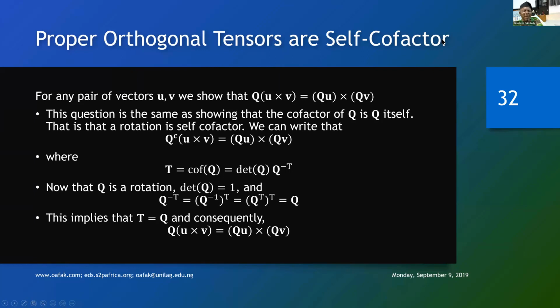What about improper orthogonal tensors? Orthogonal tensors that are not proper orthogonal. They are not self-cofactor. Their cofactor is their negative. So that is the thing. Proper orthogonal tensors are self-cofactor. You can't say the same thing of not proper orthogonal tensors.